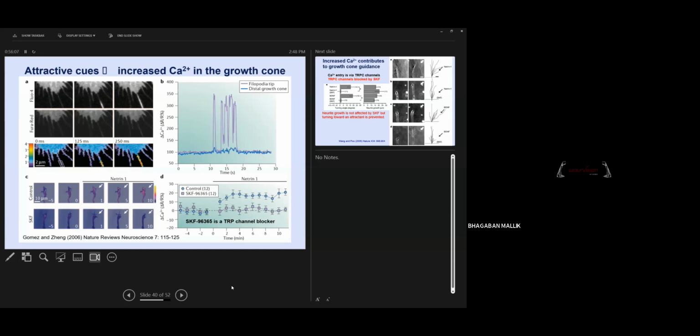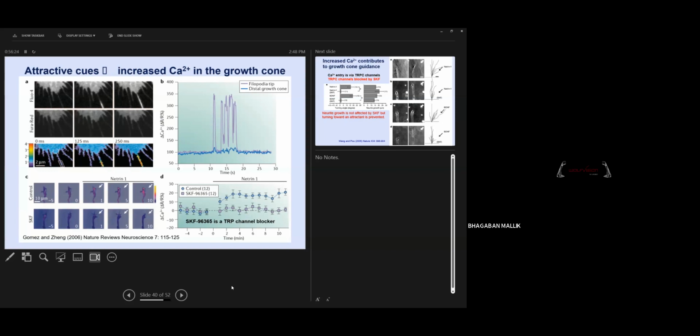Then they found that when they incubated the growing filopodial tip, or the growing growth cone, with attractant, attractive cues increased the concentration of calcium, which accumulated at the tip of the filopodia.